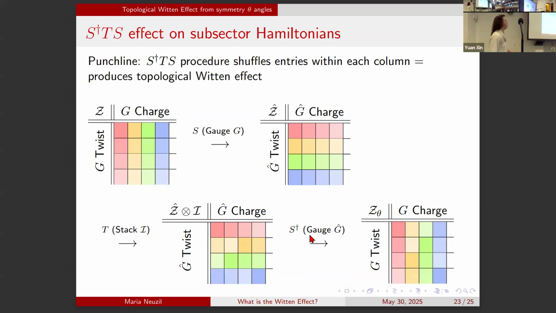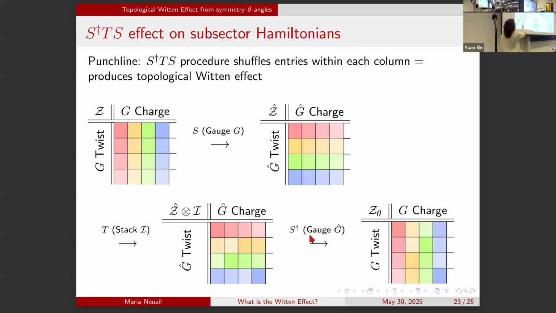So just at the level of pictures, I'll tell you how these entries are shuffled. The punchline is the STS procedure as a whole shuffles entries within each column, which is going to produce a topological Witten effect. So basically what you do is step by step do these operations, S, T, and S. Each one of these on their own is known to be a nice locality preserving operation. So in all, you'll get a nice locality preserving operation.